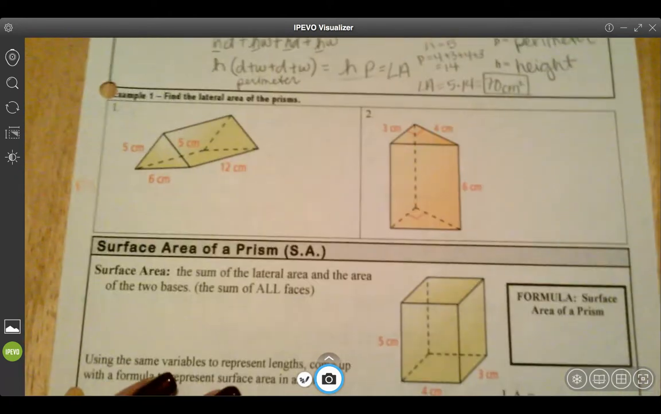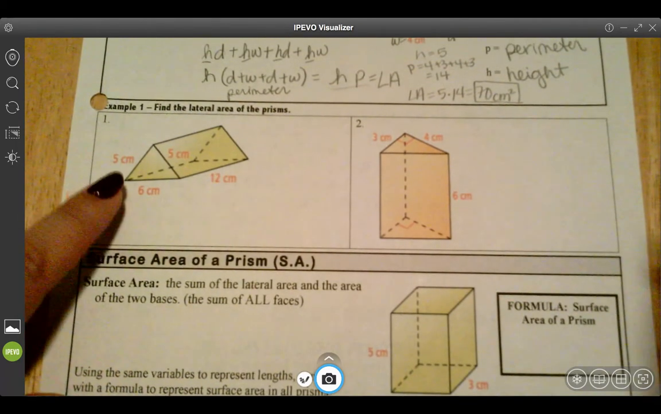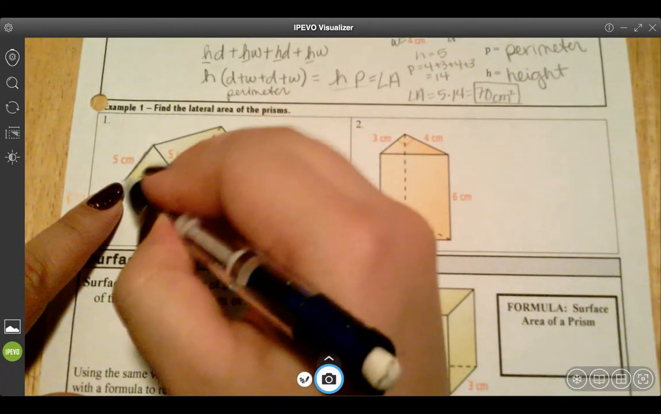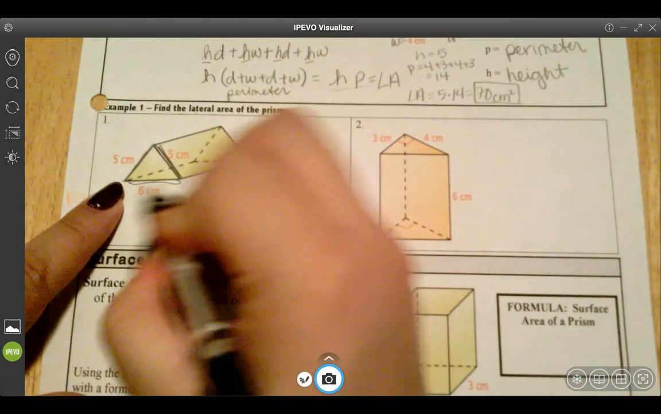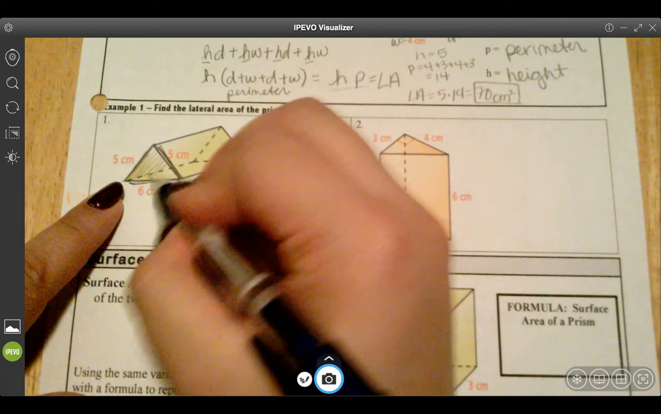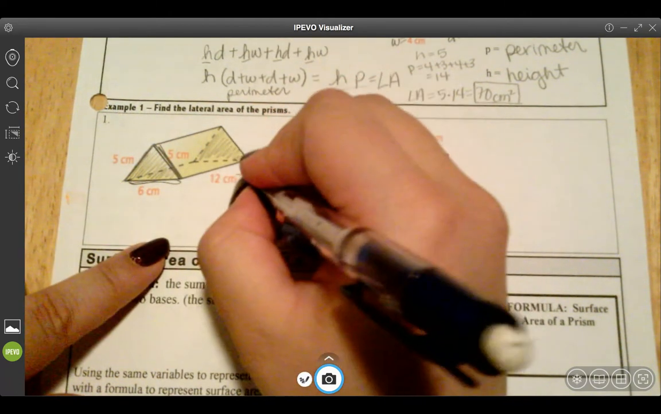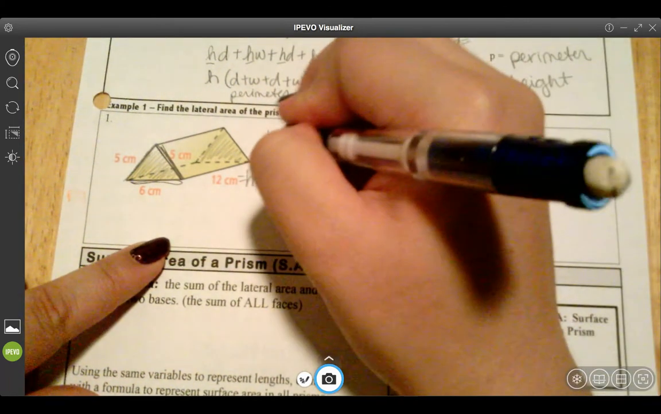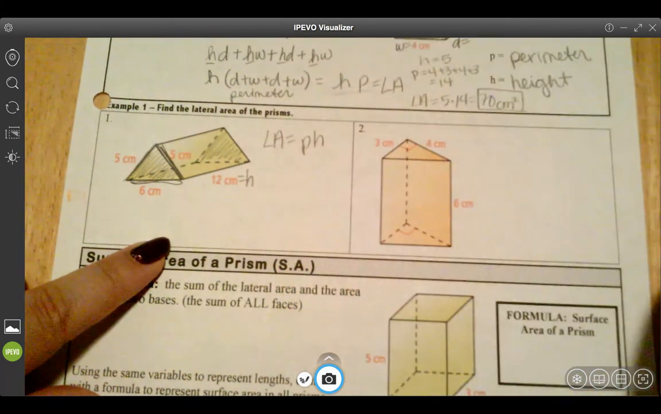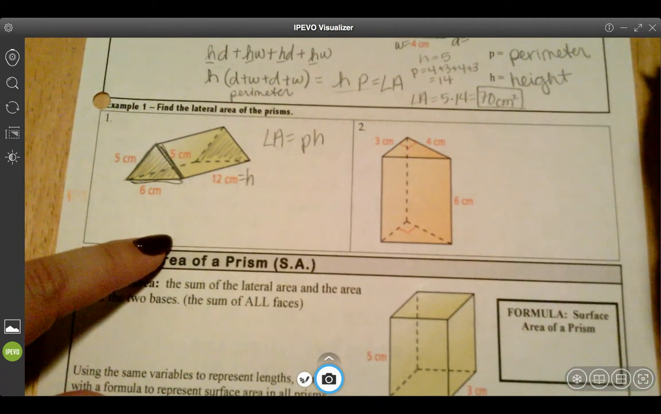So let's look at these examples. Find the lateral area of the prism. So we have this length here is 5, this one here is 5, and 6, and that makes up one of our bases. Here's our other base. So that makes this the height. We want to find the lateral area, which is perimeter times height. And when we say perimeter, it's the perimeter of a base, of one of our bases.